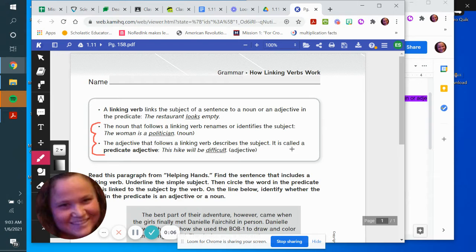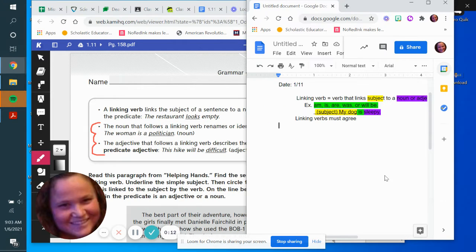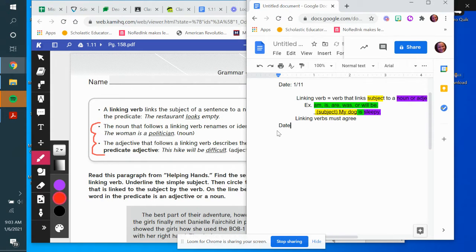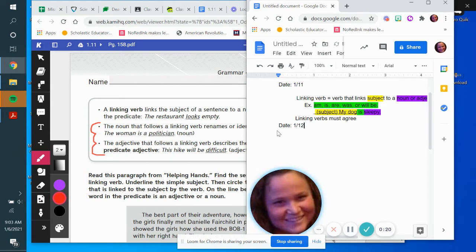Make sure you've got a nice sharpened pencil because we have a couple more notes we're going to take today and add to the notes that we took yesterday. So today you should be taking notes on date. Let me check it out here. Oh, it's not letting me type. Date 1/12.